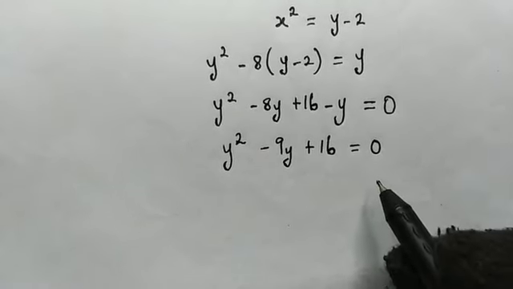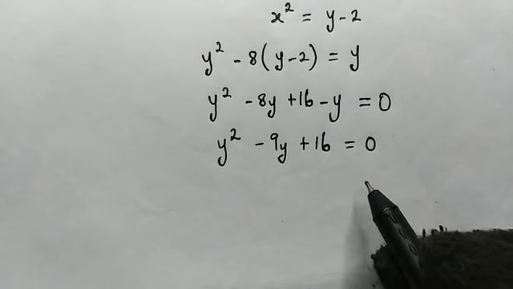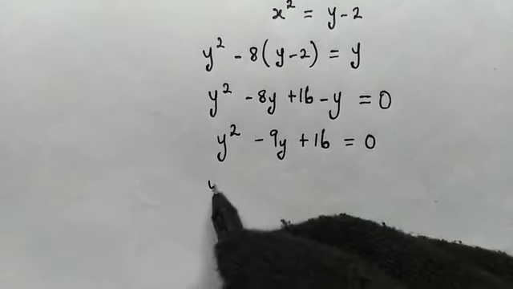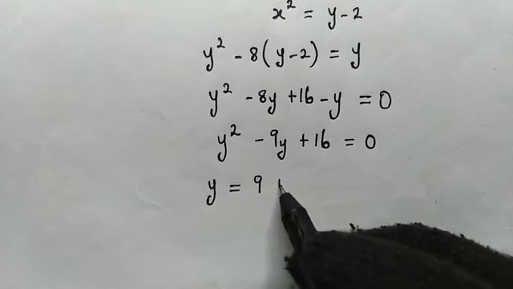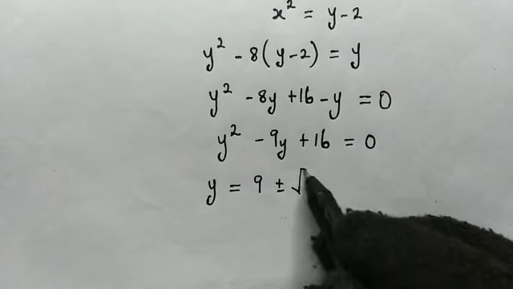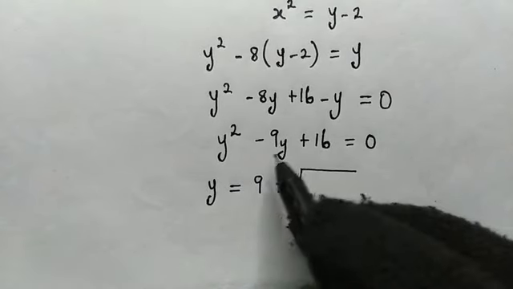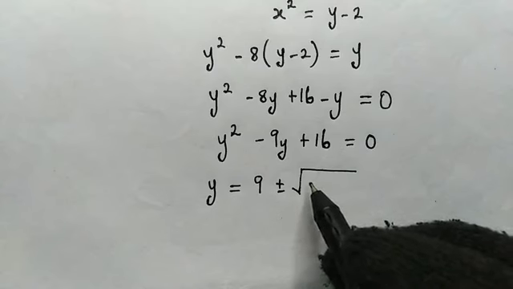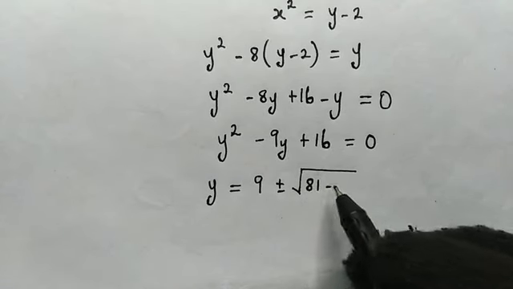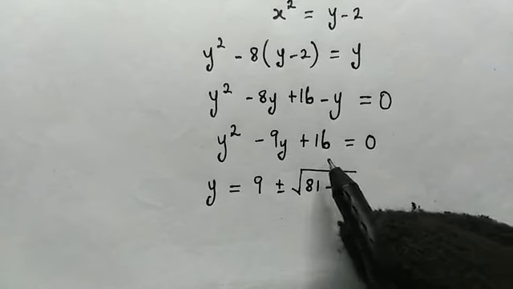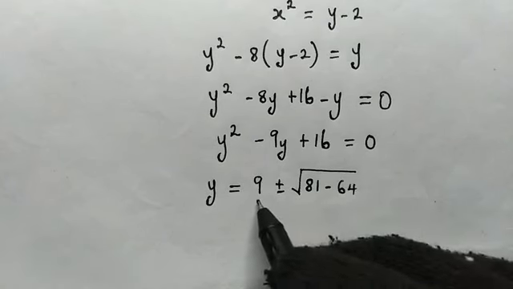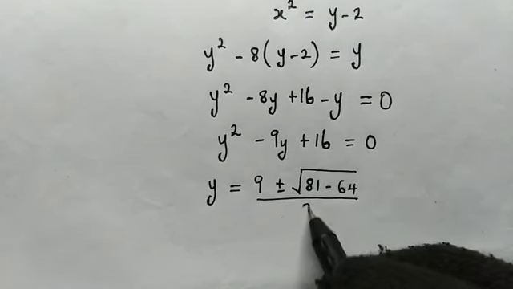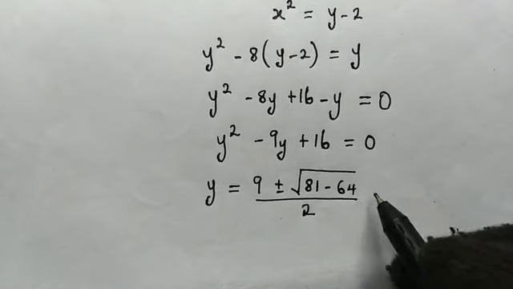So from here, we're going to make use of the general quadratic formula, right? So y is equal to negative b, which will be negative minus 9, which is 9, plus or minus the square root of b squared, which will be negative 9 squared, which is 81, minus 4 times a times c, that is 4 times 1 times 16, which is 64. Then we are dividing the whole of this by 2 times a, which is 2 times 1, which is 2.